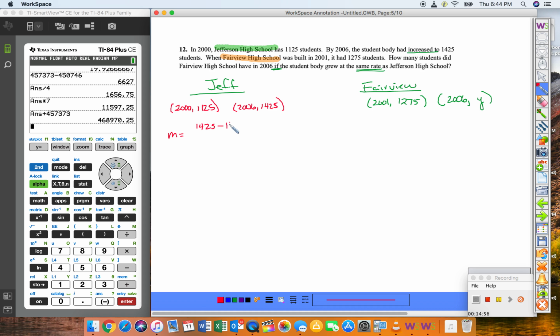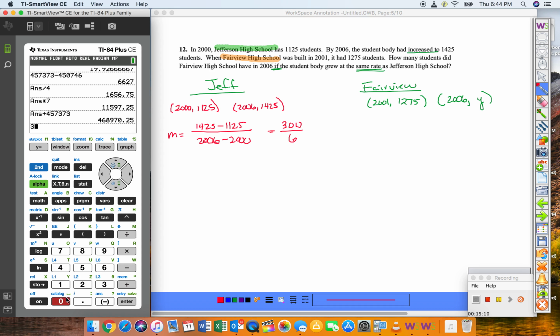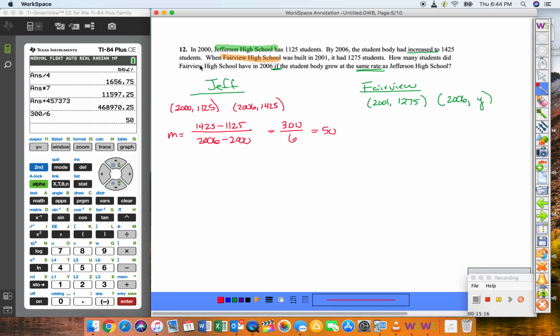1425 take away 1125 over 2006 minus 2000. 1425 minus 1125 is 300, and 2006 minus 2000 is 6, and 300 divided by 6 is going to give us 50, right? So the rate of change from Jefferson High School was they increased by 50 students per year. So 50 students per year.